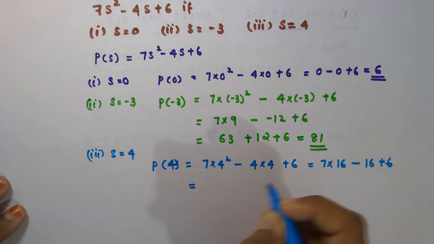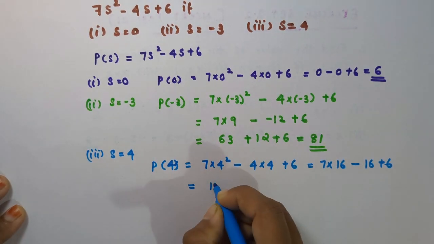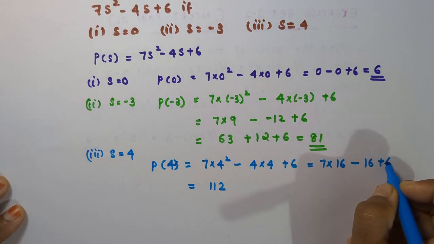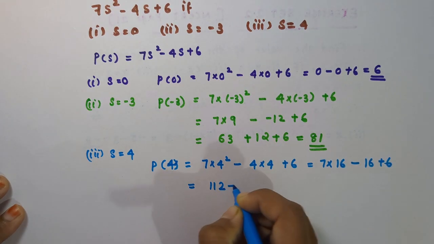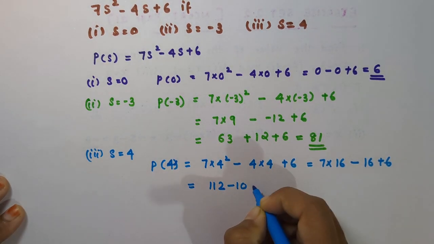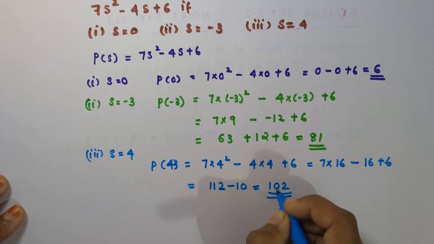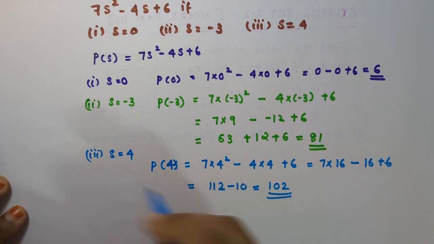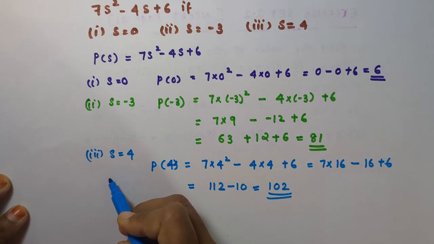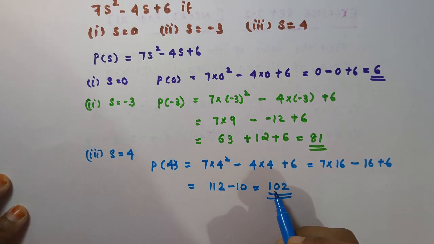So this will be equal to 7 into 16, which is 112. Then minus 16 plus 6. Minus 16 plus 6 is minus 10. So this will be equal to what? 102, right? 102 plus 10 will be 112. So the value of this given polynomial when s is equal to 4 is 102.